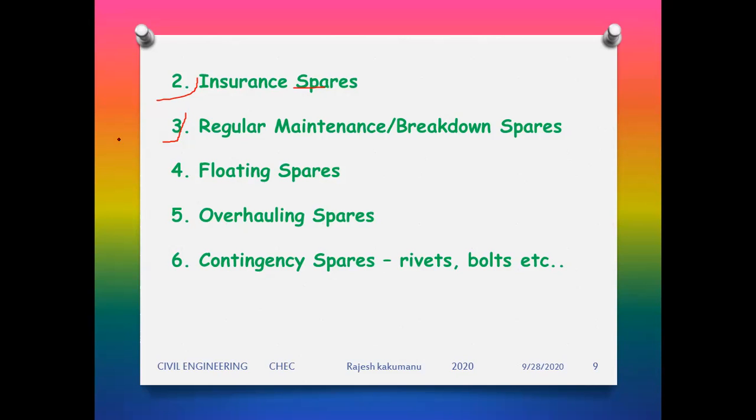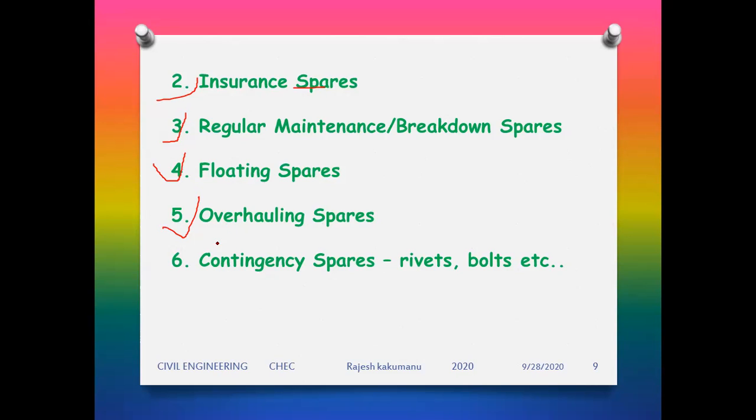The third one is floating spares. It will be the direct or indirect spares which will not affect the main cost equipment. Next one, overhauling spares. These are the extras which are used for servicing, or it may be any denting, or some sort of waterproofing. This all comes under the overhauling costs.